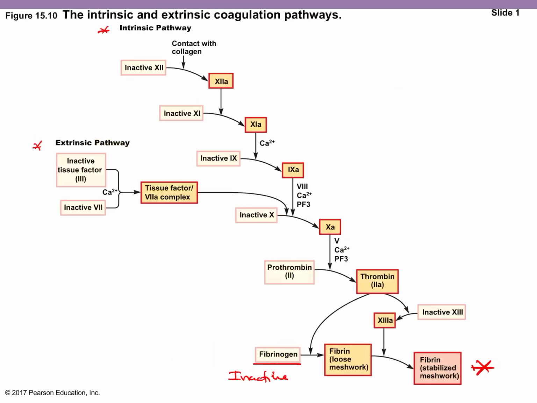What I want you to do is I'm going to go through this, and you're going to want to know the events here. The extrinsic pathway and the intrinsic pathway converge onto this factor 10. These are all Roman numerals, so X is 10. I want you to know everything from here out. Know the steps here. It's just 3 or 4 steps, so not too much. But I also want you to understand the different pathways.